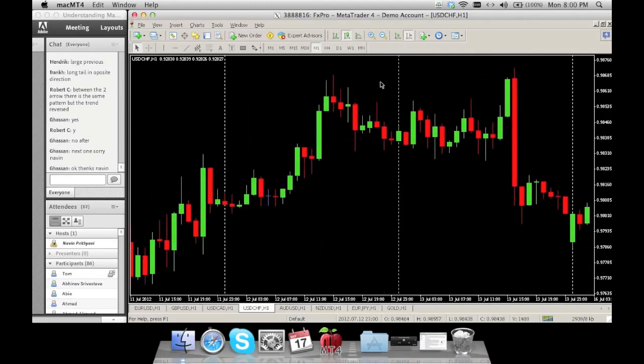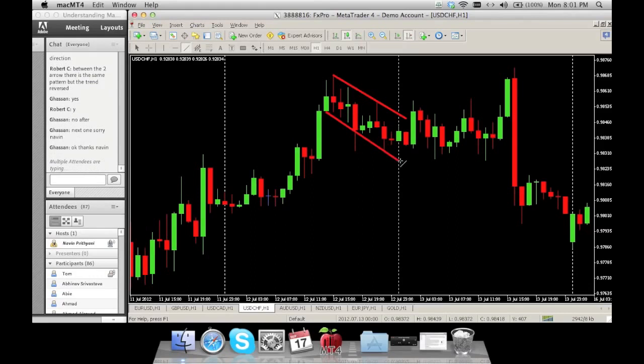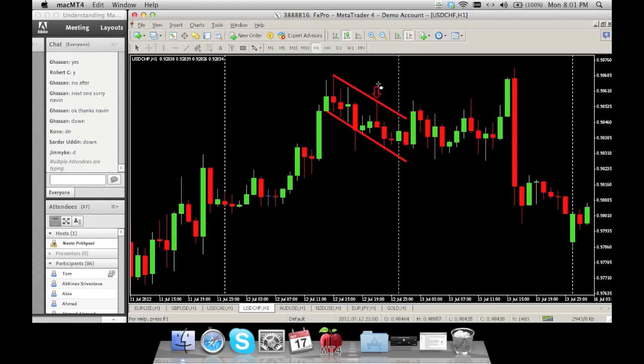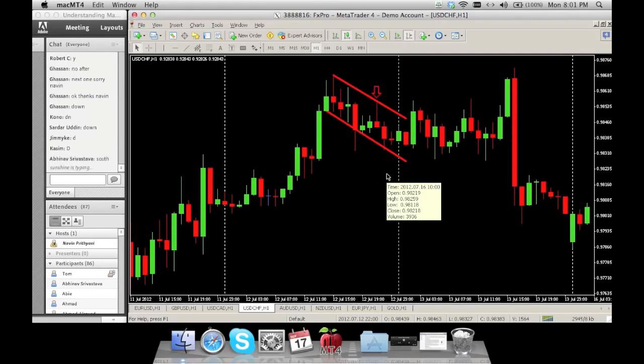Now, take a look at this area here. Which direction do we have this area here? We have a nice downtrend happening. Okay. In this downtrend, this thing showed up. Okay. Upside down exhaustion, indicating a trend continuation pattern.